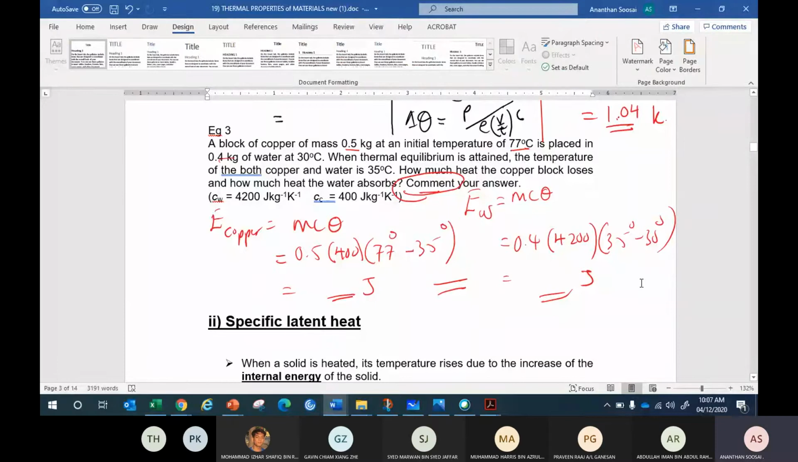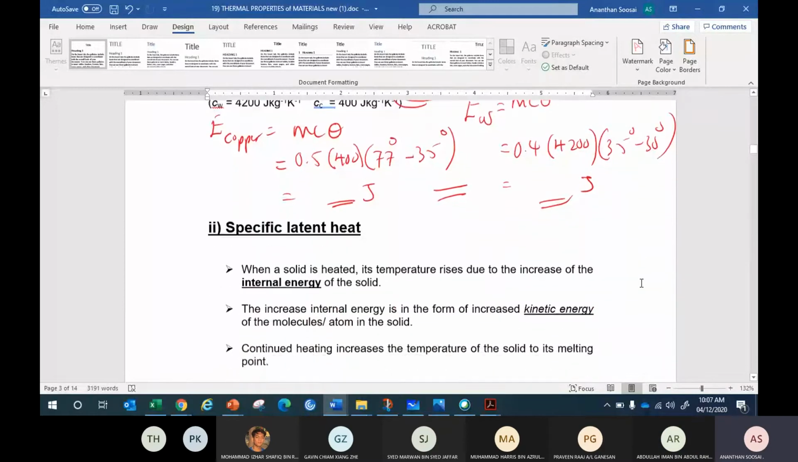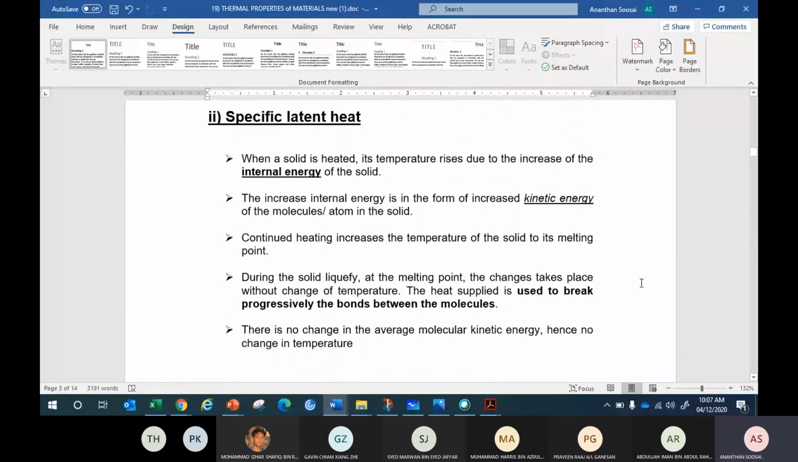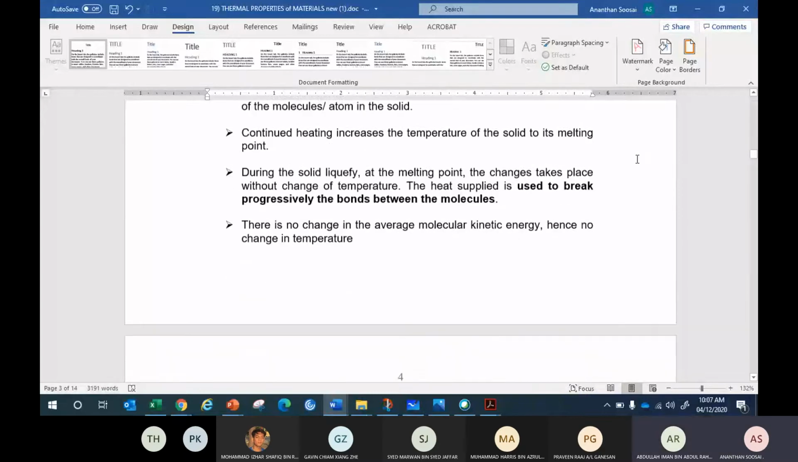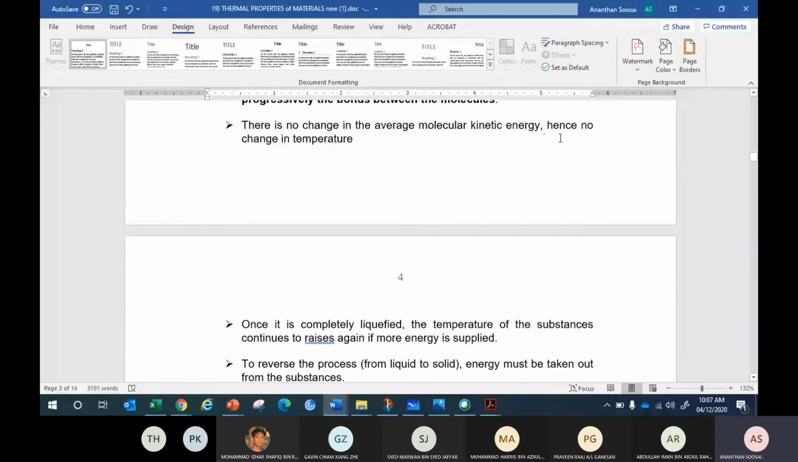So let's move on. Specific latent heat, just now we discussed it, the same wording. The internal energy will come back later. During latent heat, kinetic energy does not rise; the energy is used to break progressively the bonds between the molecules. There is no change in the average molecular kinetic energy, hence no change in temperature.